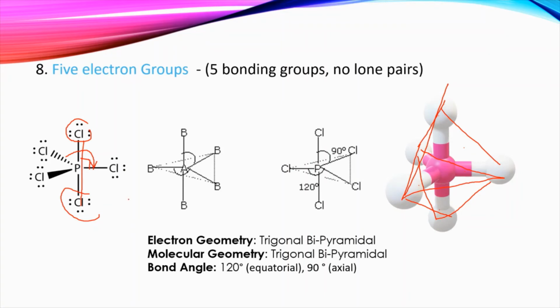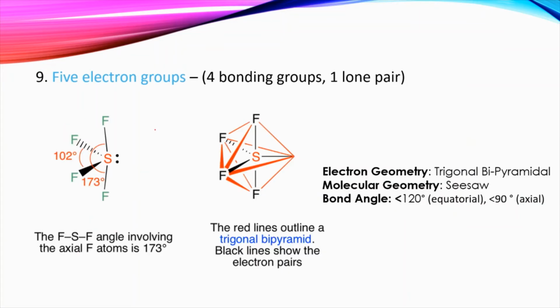If you add both of them, it's 180, but each axial bond angle, chlorine, phosphorus, chlorine, is going to be 90 degrees, okay? So that is 5 electron groups. Now, let's do 5 electron groups with one lone pair. So 4 bonds, 1 lone pair. The electron geometry stays the same. It's trigonal bipyramidal, but the molecular geometry is a seesaw geometry.